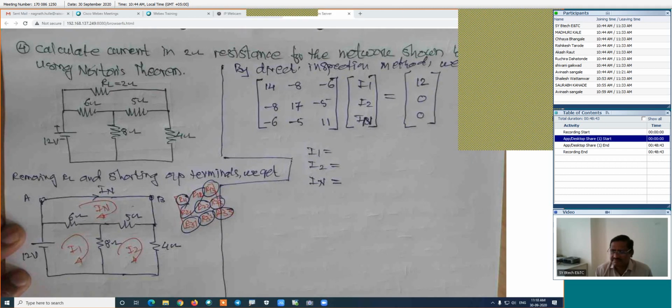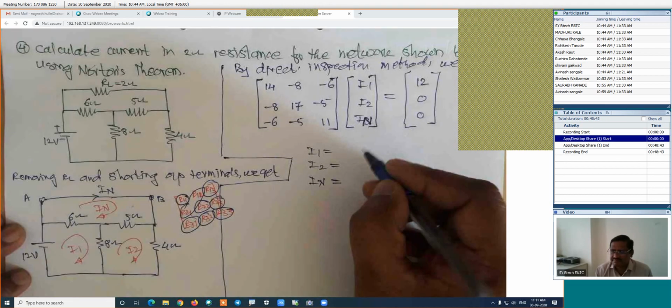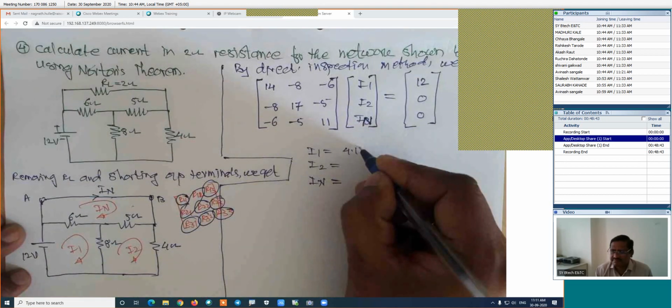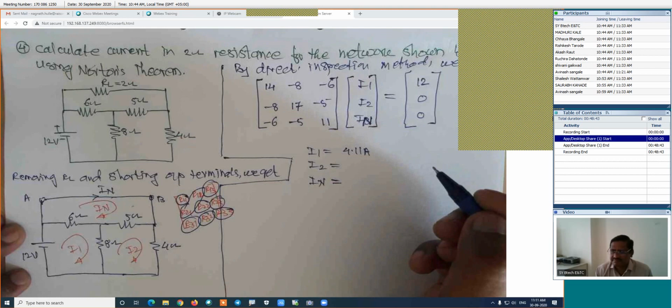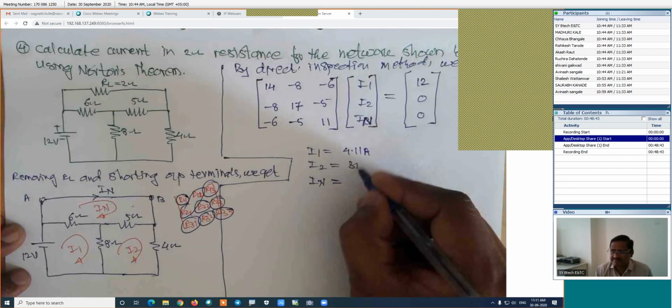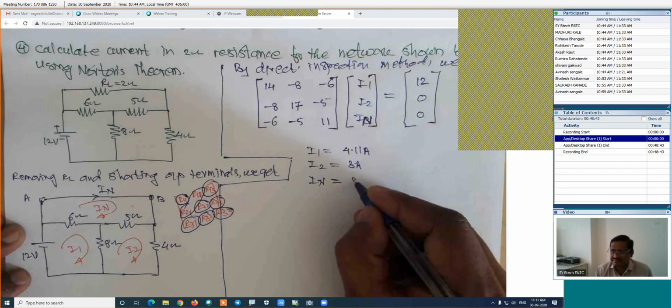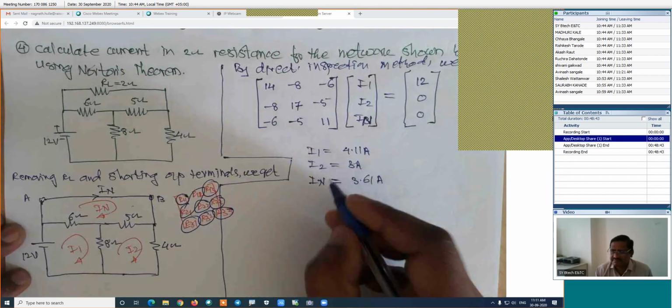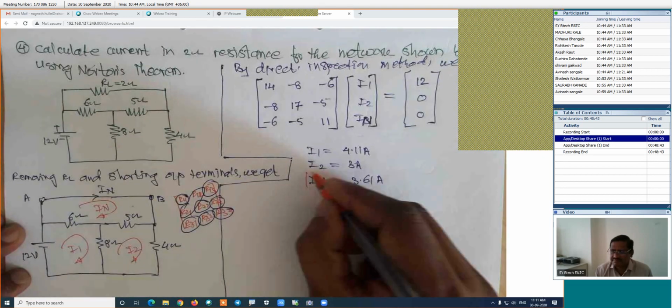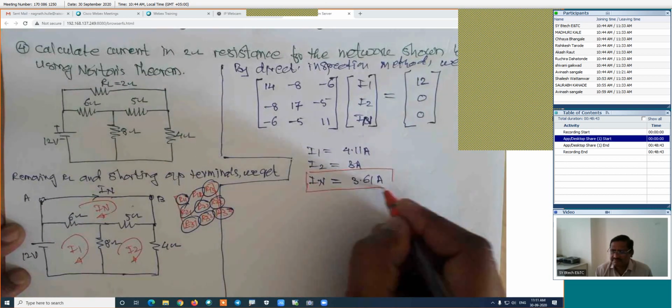Saurabh. I1 is equal to 4.11 amperes. I2 is equal to 3 amperes. I3 is equal to 3.61 amperes. In this case, the Norton's current as per this particular method is this.